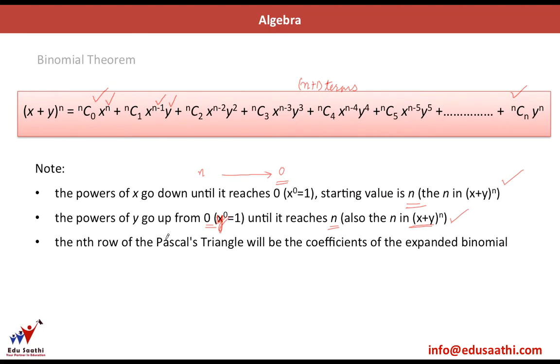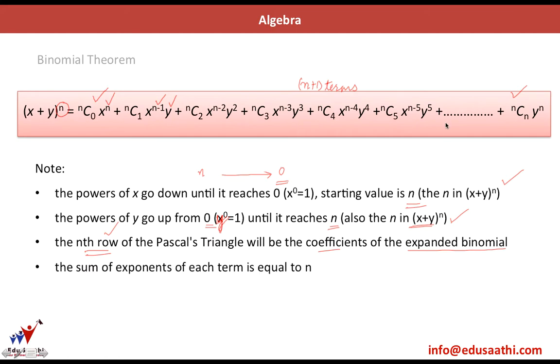So if you remember the Pascal's triangle and if you can find out the nth row, nth means raised to the power. So if you need x plus y whole cube, I will look at the row of x plus y raised to power 3. The nth row of a Pascal's triangle will be the coefficients of the expanded binomial. However, we actually don't do Pascal's triangle in actual, we just find out the value of NCr.